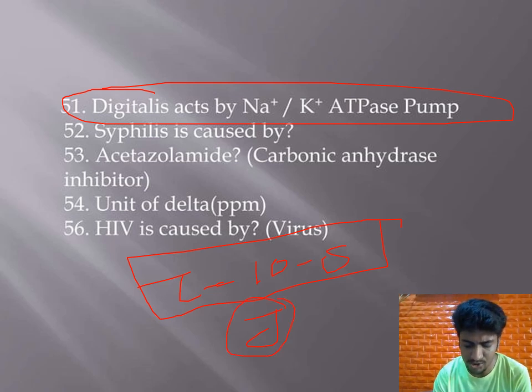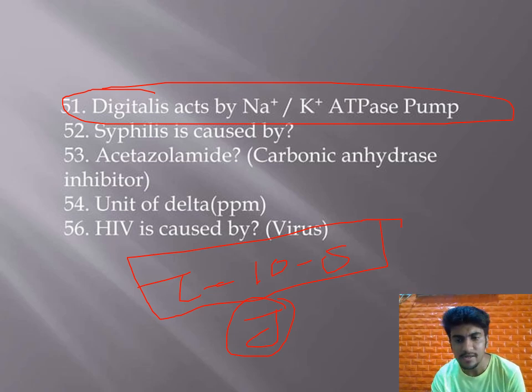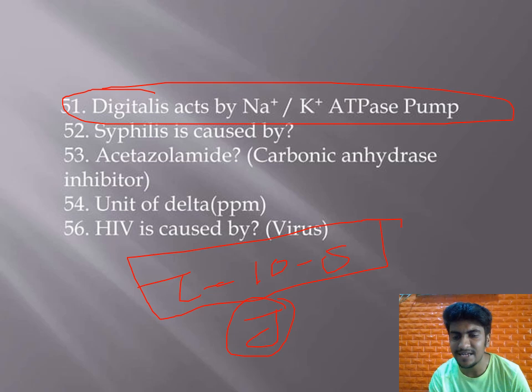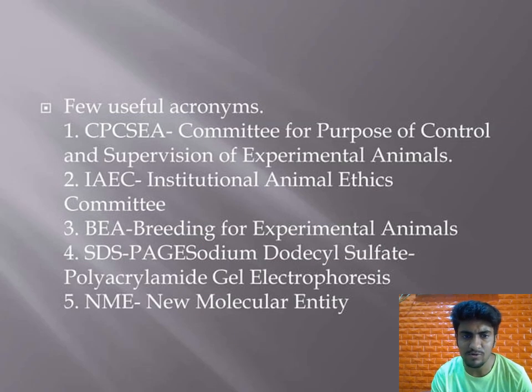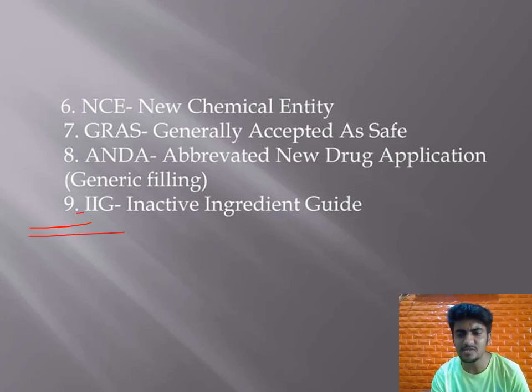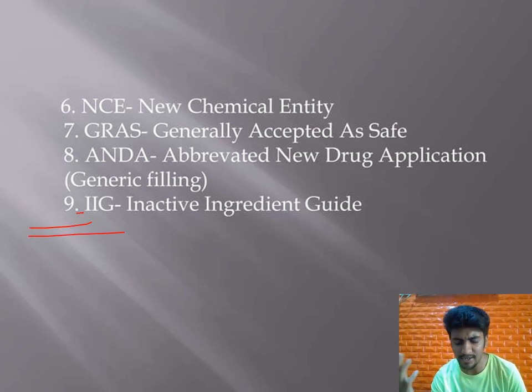And then HIV is caused by which virus? So HIV is caused by human immunodeficiency virus. It is caused by what? Bacteria, virus, fungi. That was a question, right? Next up, we have a few useful acronyms because questions were asked on acronyms like GRAS, generally regarded as safe, BEA, breeding for experimental animals, IAEC, CCSEA, NCE, inactive ingredient guide IIG, NDA, ANDA. So that's all for a few of the questions that were asked in NIPER.